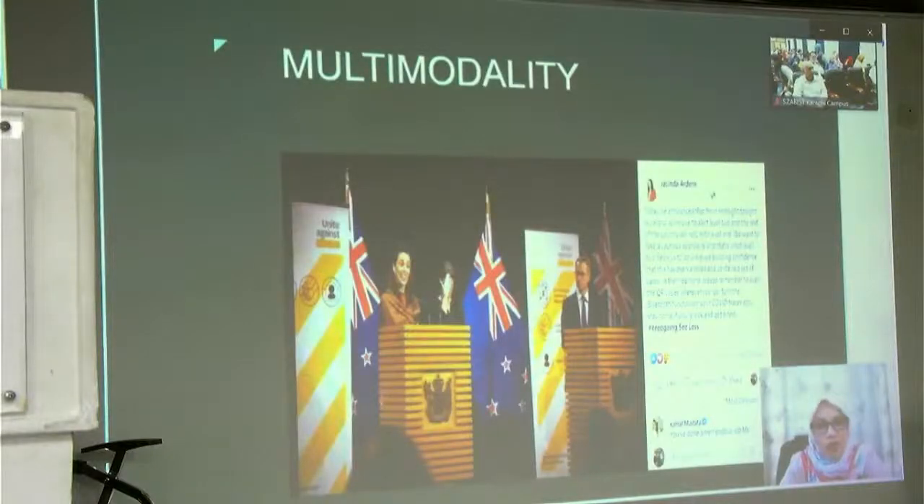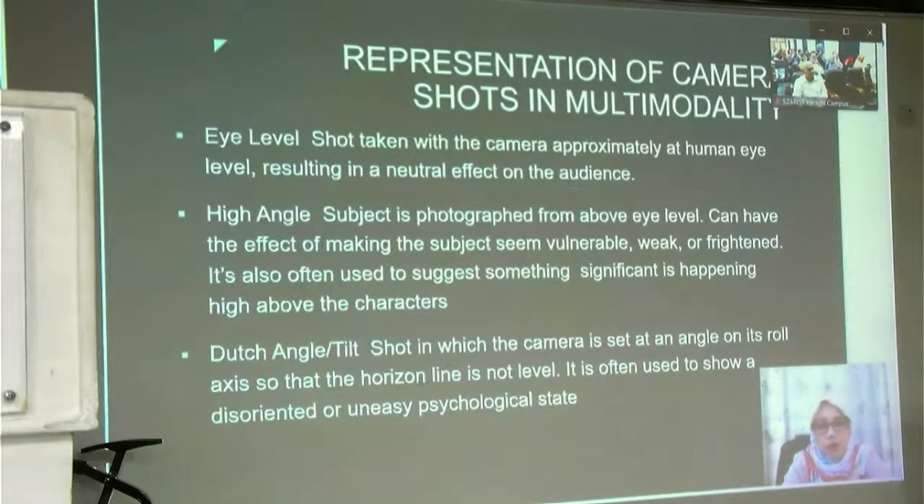This is a sample of multimodality data which you can have a look at. Later on, representation of camera shots in multimodality. Just now you looked at a photo or a picture. So this is how multimodality can look. You can evaluate a photo, for example, an eye level shot, taken with the camera approximately at human eye level, resulting in a neutral effect on the audience. High angle shot, what does it represent? And then Dutch angle or tilt shot, what does it represent in a multimodal discourse analysis?